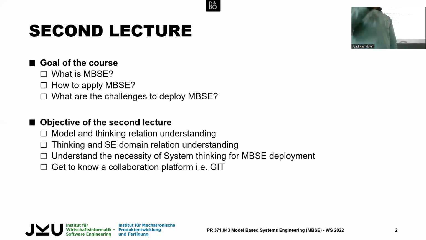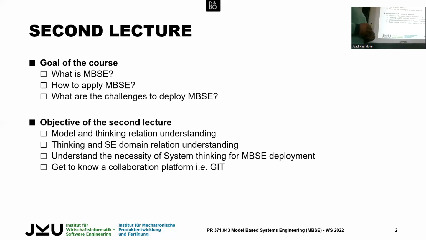So, you already know the goal of our whole course, and it's the second objective of our second lecture. Today we're going to learn model and thinking relation understanding, how the model and thinking actually have relations, that we'll understand a little bit more. I think in the first lecture we also learned something, but that was not so precise. So I'll try to give you a more precise understanding of model and thinking.